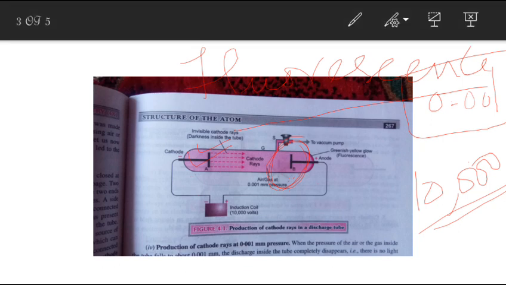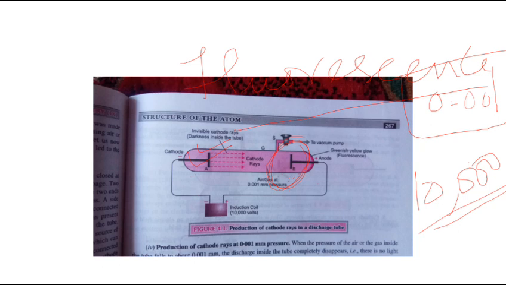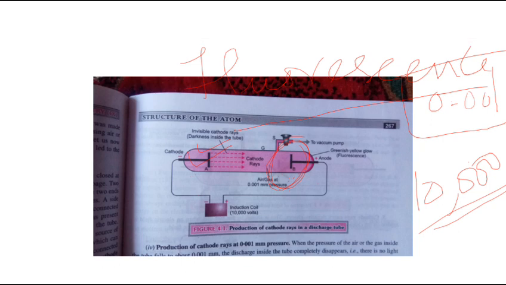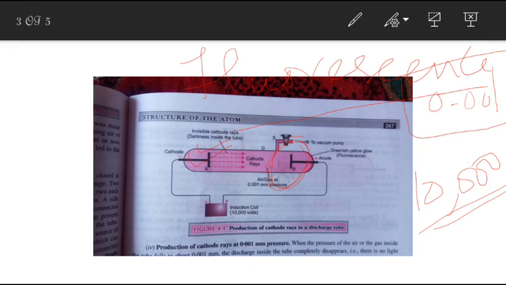But when the pressure was decreased to 0.001 millimeters, electric current was produced in this discharge tube, and red colored rays were produced. After that, when the pressure was further decreased, invisible rays were created from the cathode, and they struck the anode. This was the discovery of cathode rays.